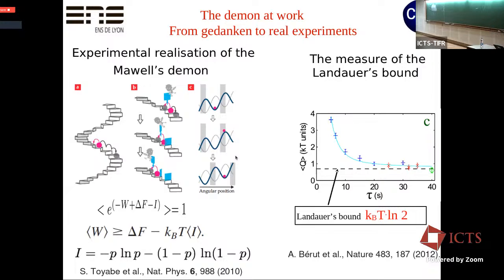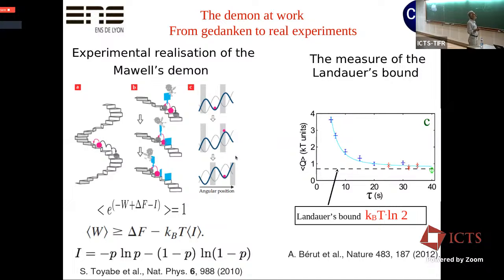So one of the first examples of this was done in a remarkable work by Toyabe and collaborators. And what they did is the following, in which they show the importance of information, okay? Look, the idea is the experimental system is rather complex. I will not describe it, but the principle is exactly the one that is drawn here, in a schematic way.